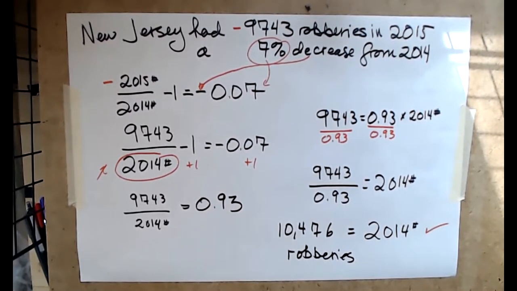So we're often going to see problems like this where you're given the percentage change and one of the other two values. It might be the top one, it might be the bottom one. You have to think carefully about how you would set it up and then solve for the missing number.